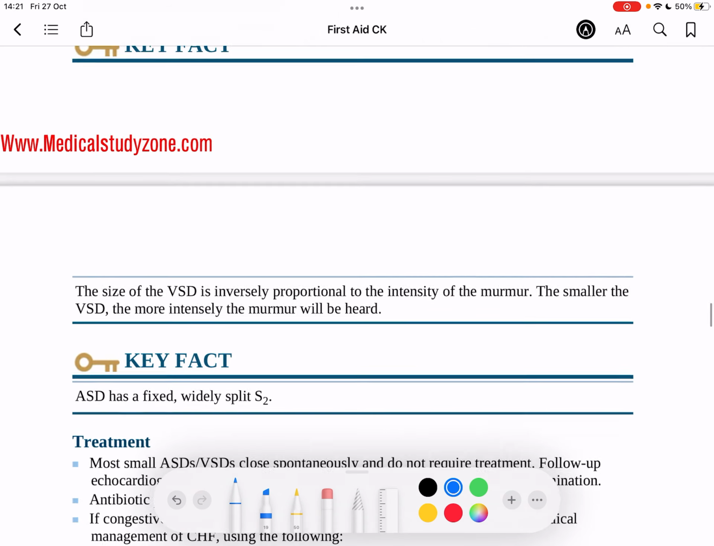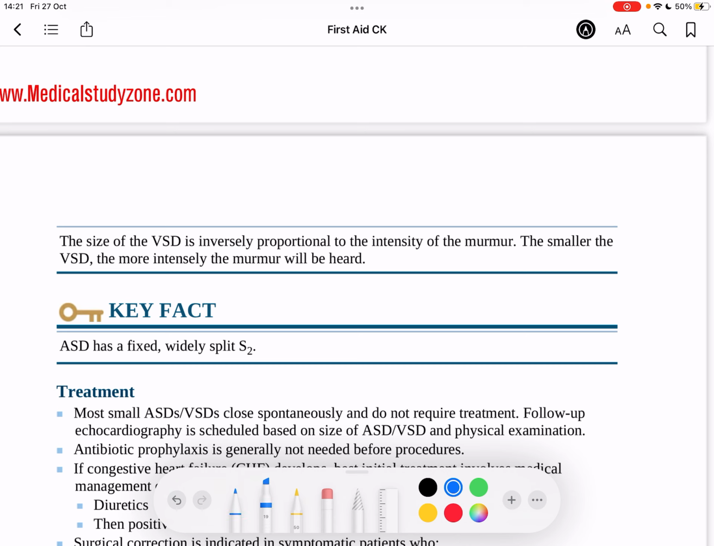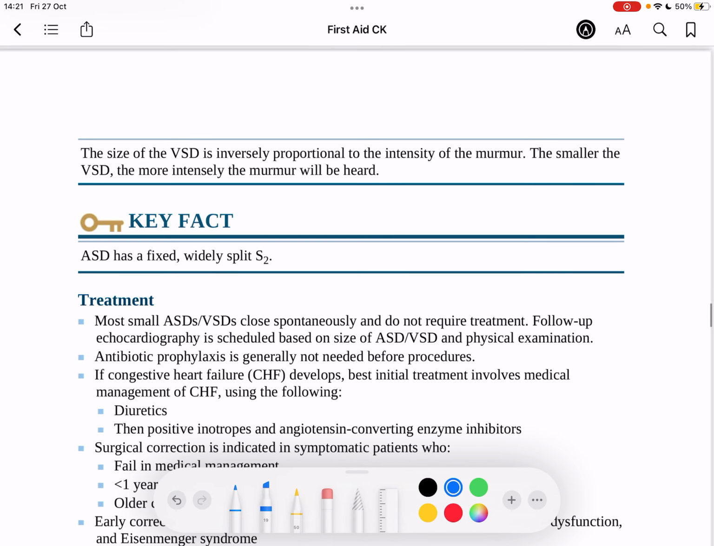Just a quick key fact, this is exactly what I've been saying already, but the size of the VSD is inversely proportional to the intensity of the murmur. The smaller the VSD, the more intense the murmur, okay? All bark, no bite. And as I've said already, my ASD will cause a fixed, widely split S2.